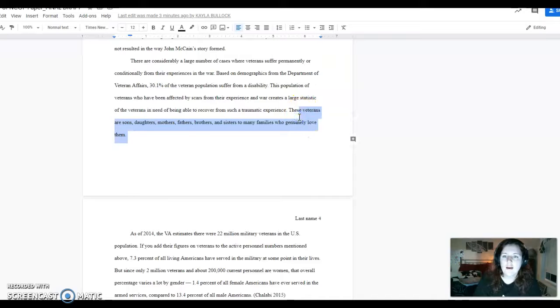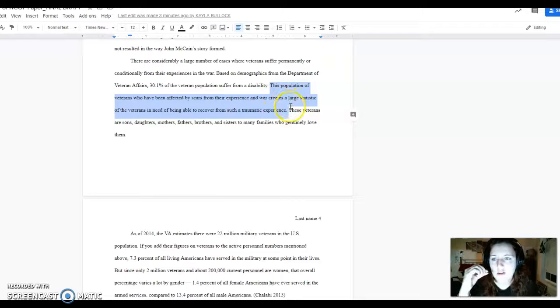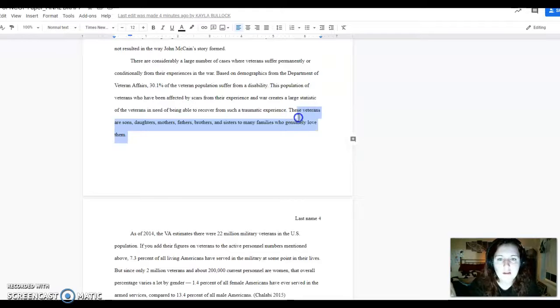We don't really have a lot of good analysis here, by the way. Sidetrack note. It says, this is basically just stating the obvious. This population of veterans who have been affected by scars from their experience in war creates a large statistic of veterans in need of being able to recover from such a traumatic experience. Very wordy way to say something that doesn't even need to be said. This next sentence is a play on pathos here, which is not really helping anything whatsoever.